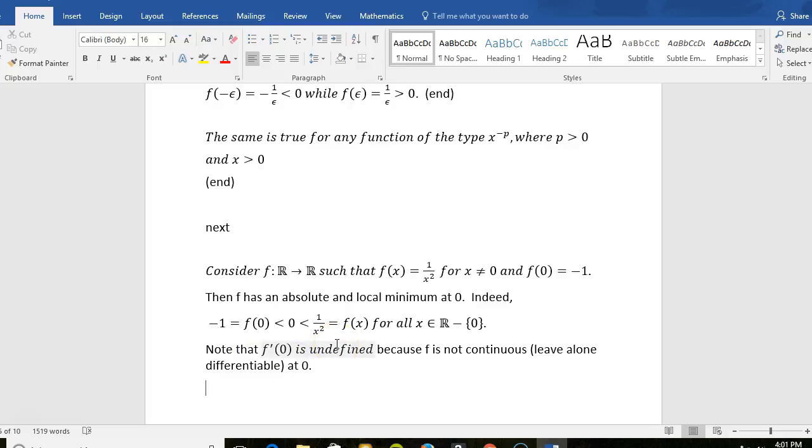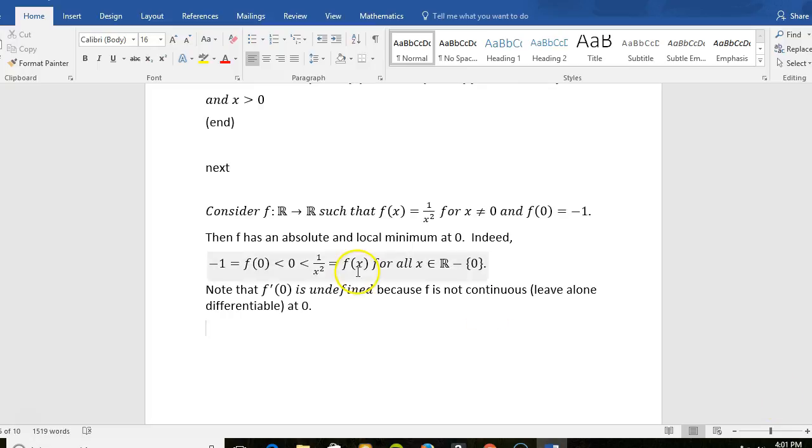So here's an example. Here's a weird one, right? This was a really weird example. But yeah, we have a local min at 0, but we're not even so much as continuous there. So that's really weird.